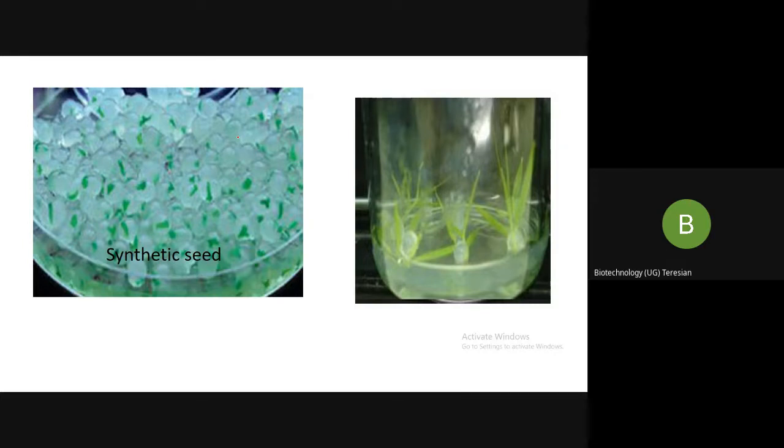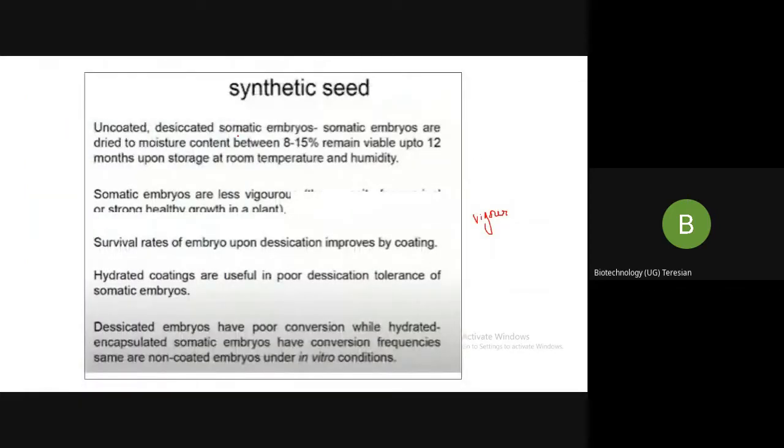As I said earlier, it also depends on the desiccation tolerance. This is embryo tolerance to desiccation, which means how much that species can tolerate dehydration or loss of water. If a species or somatic embryo is sensitive to desiccation, what is desiccation? Dryness. If you find that your plant of interest cannot withstand or is sensitive to desiccation, just switch to the hydrated form.